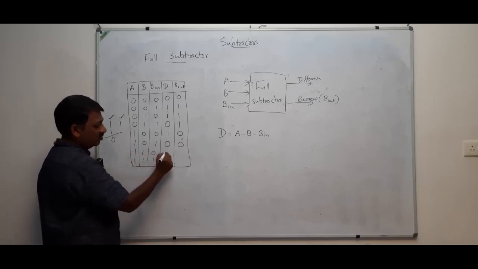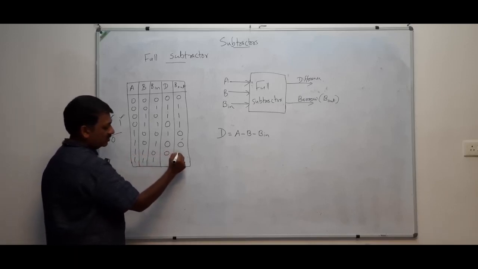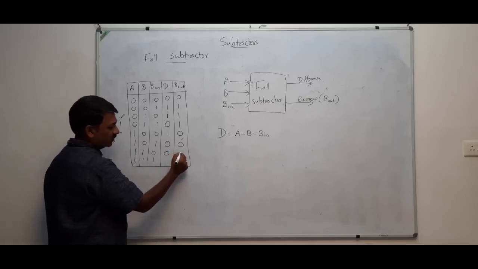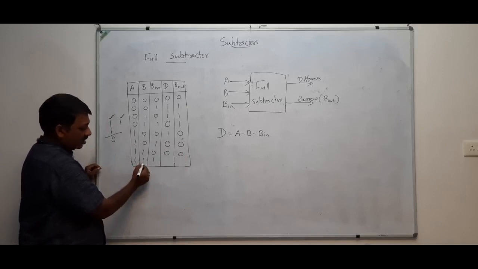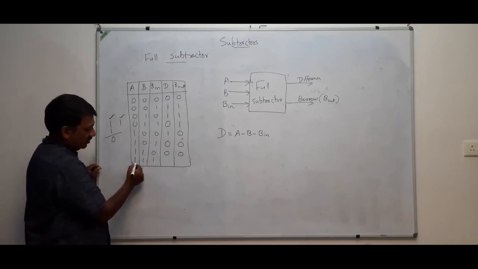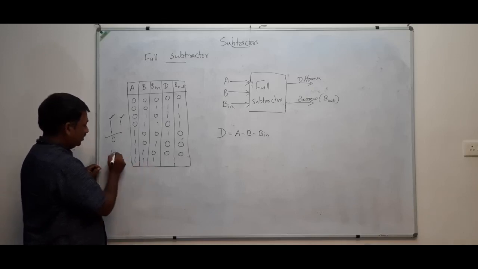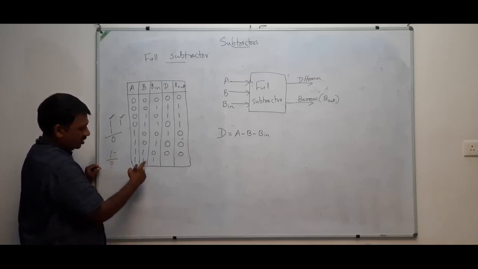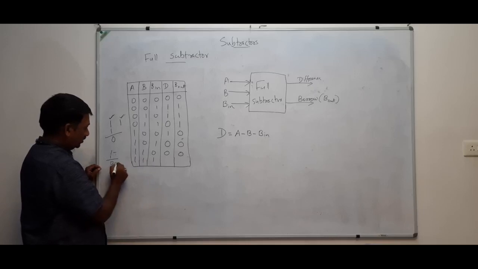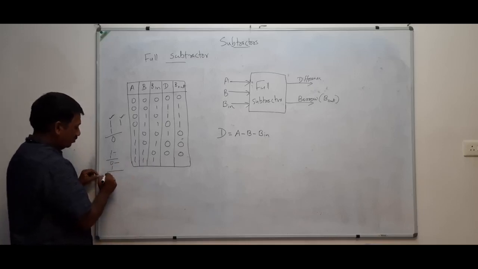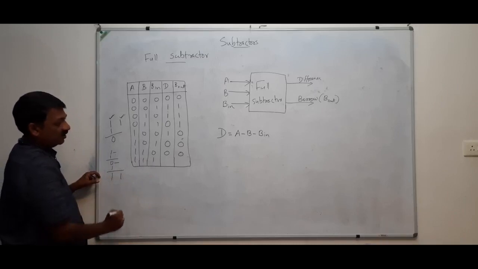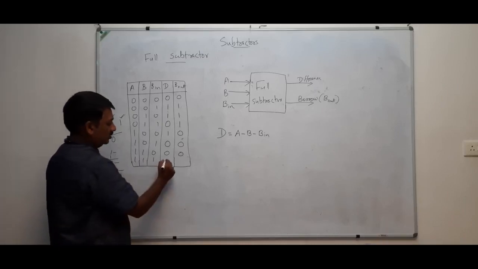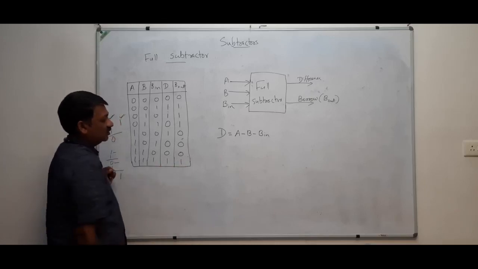0 minus 0, the difference is 0, borrow is 0. Here, what is 1 minus 1? 1 minus 1 is 0 and now 0 minus 1. 0 minus 1 is what? The difference is 1 and borrow is 1. Okay, that means this is 1 and this also is 1.